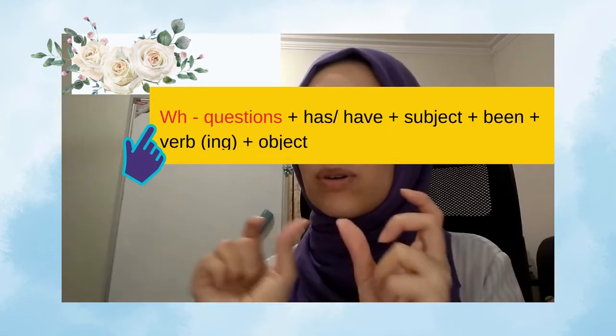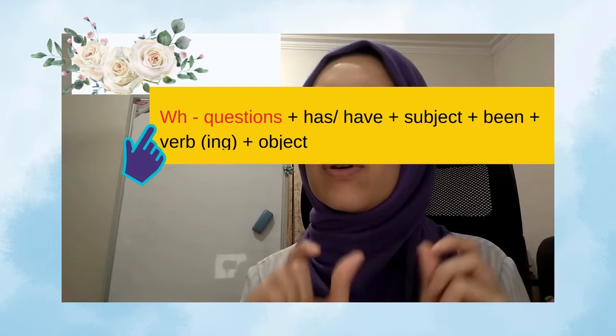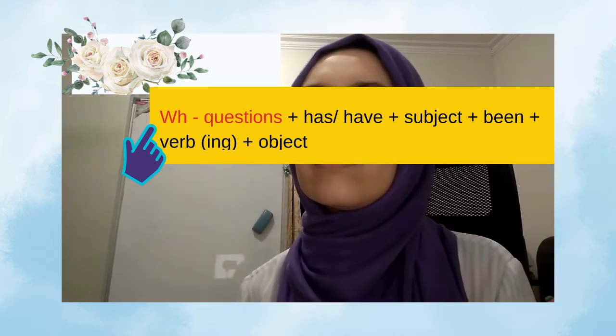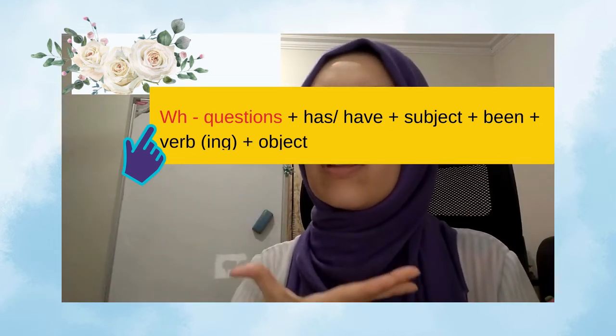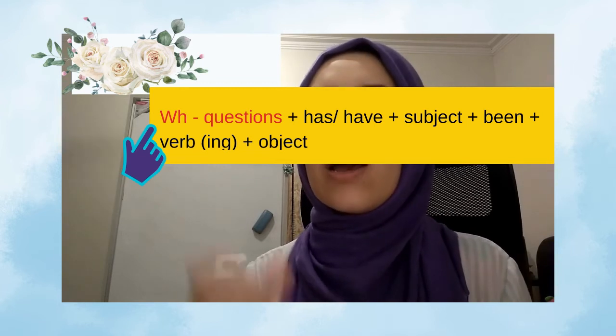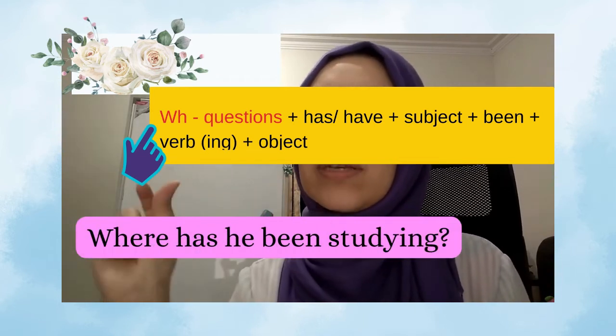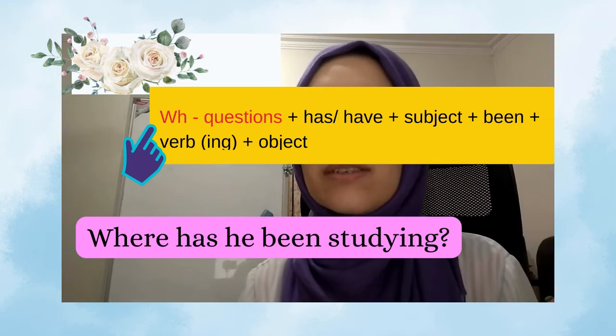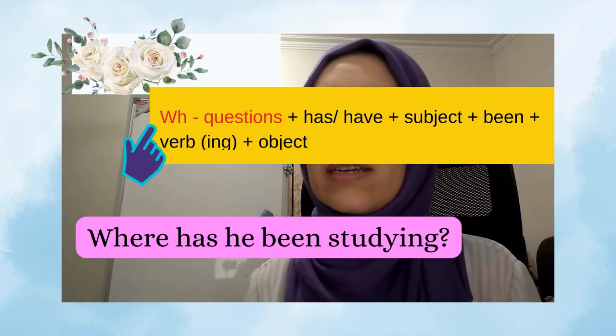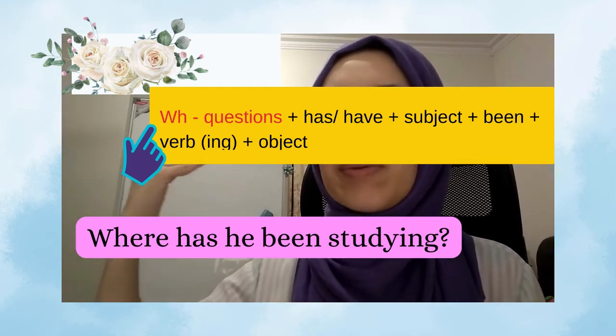If you want more detailed answers or more information about the sentence, like if you want to know the location or the place of studying, you can say, where has he been studying? That means you want to know the place of studying. Has he been studying maybe at home?